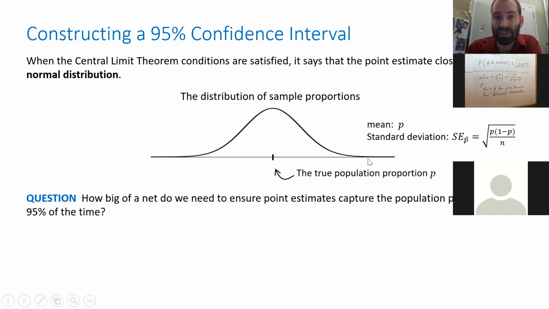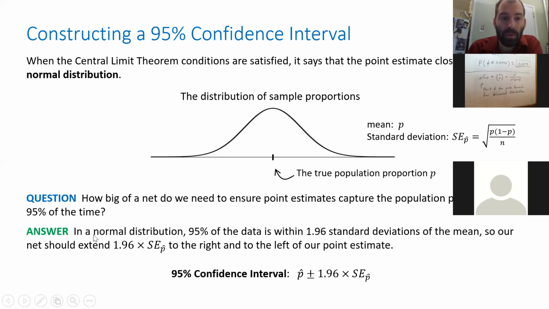These are all the different sample proportions that we measured. This is how they'd be distributed. We have the mean here and the standard deviation, also called the standard error, and it's centered where the true proportion is. So the question is, how big of a net do we need to ensure that point estimates will capture the population proportion 95% of the time?